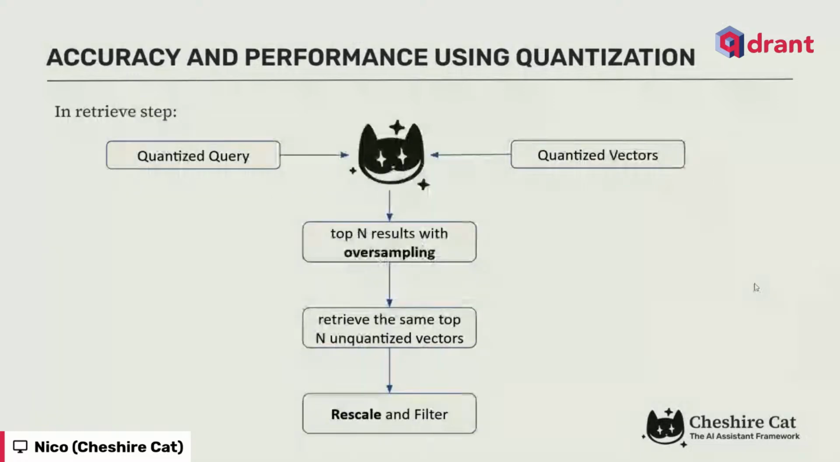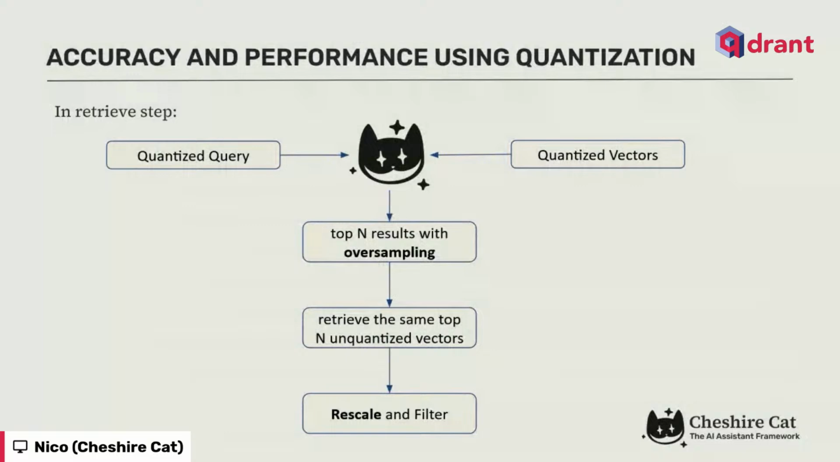The second part is the retriever step. We use a quantized query and a quantized vector to calculate cosine similarity, and we have the top n results, like a simple semantic search pipeline. But the quantized mode has less quality on the information, so we use oversampling.